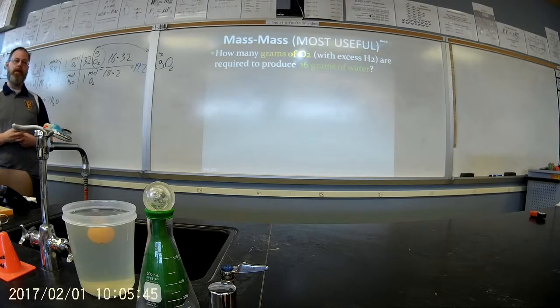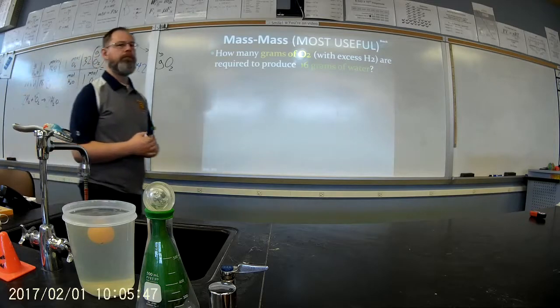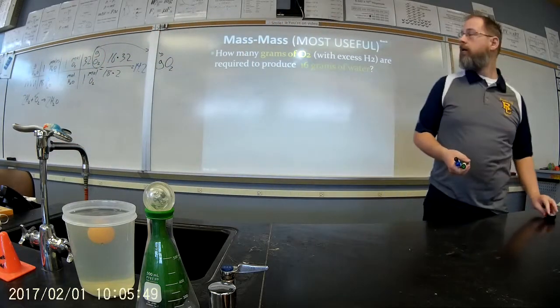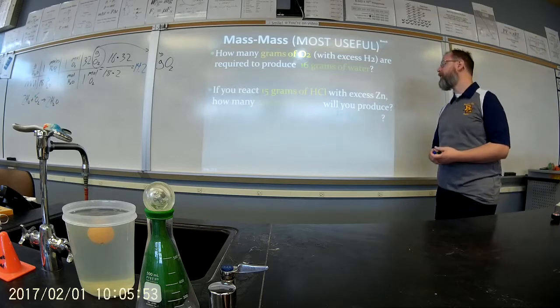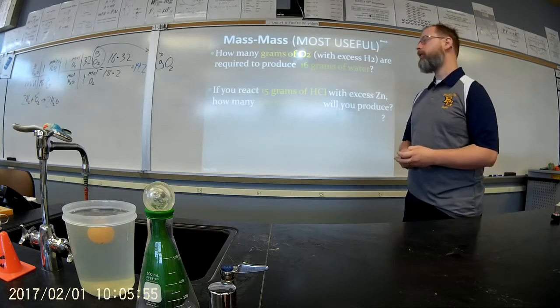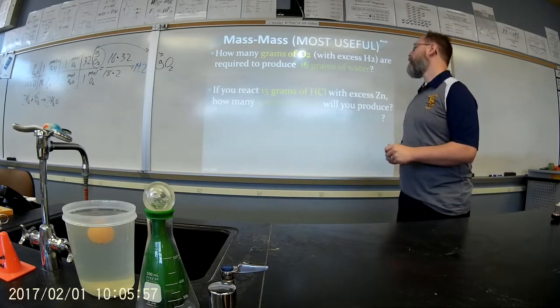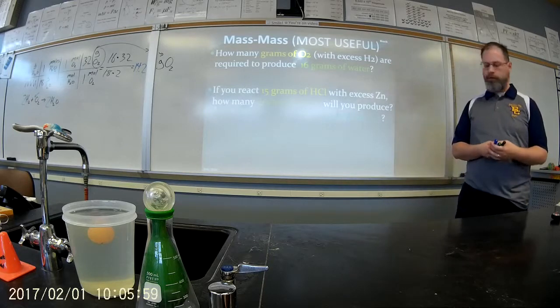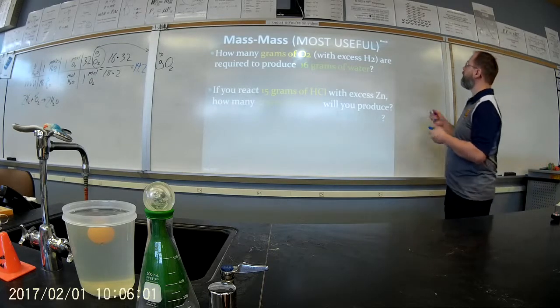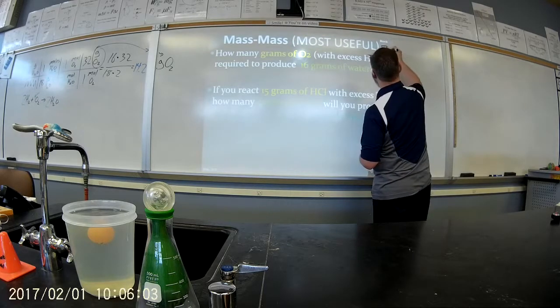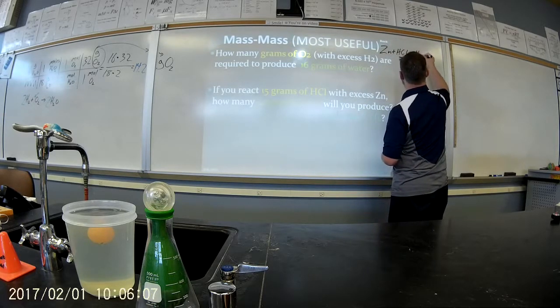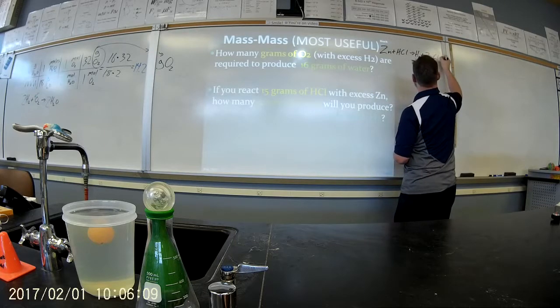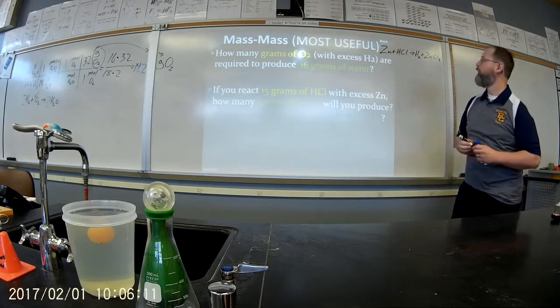Let's do another one. Now, in this fun reaction, if you react 15 grams of HCl with excess zinc, plenty of zinc, how many grams of zinc chloride will you produce? The chemical reaction, we've done this before, is zinc plus hydrochloric acid makes hydrogen gas, that goes boom, and ZnCl2.